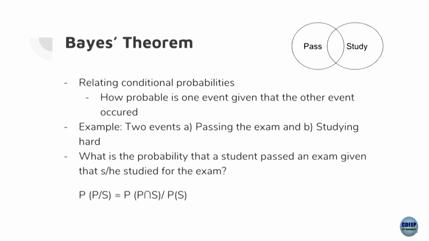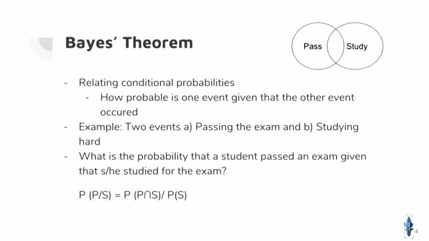The probability of passing the exam, given that she studied, is the probability of the intersection of P and S divided by the probability of studying. Say 20%, or 0.2, of the time the student passes, and she studied with only an 80% or 70% chance; that division has to go in. So this is the conditional probability. Are you clear about this? Do you have any doubts about conditional probability?